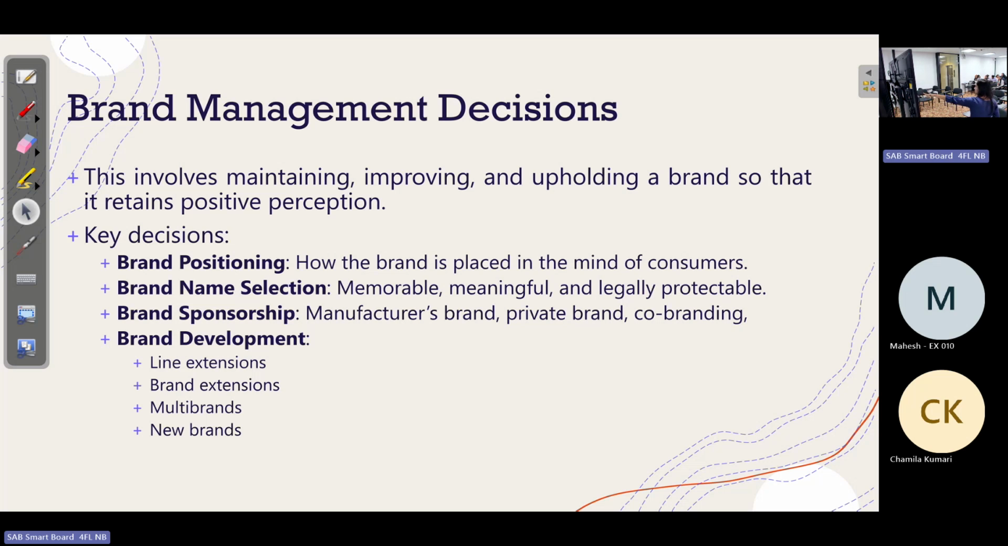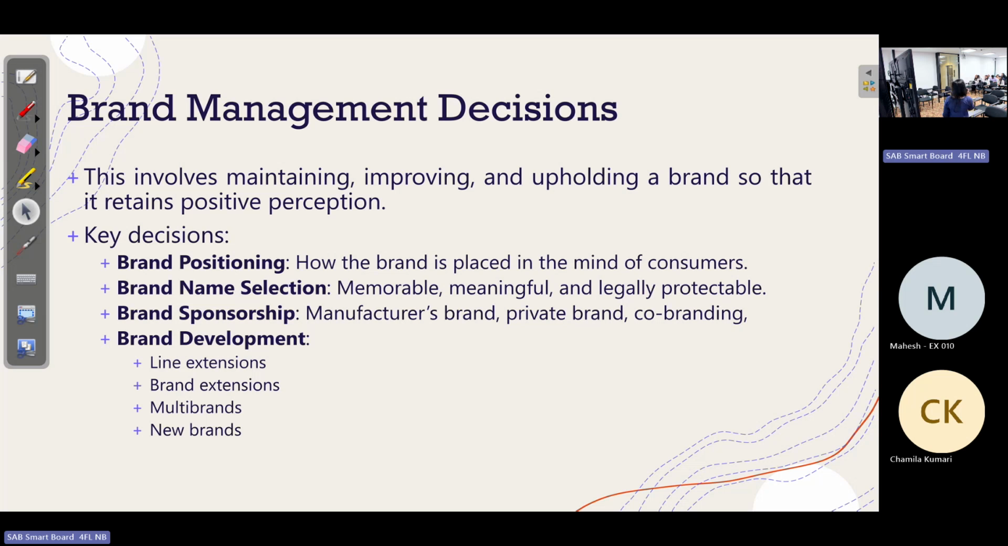And then there are different brand sponsorship methods. Here we have three methods. The first one is manufacturer's brand. That means sometimes the person who produced the product is the one who is going to brand the product as well. The manufacturer or producer of the product, and the company doing the branding, are the same, one person or one company.